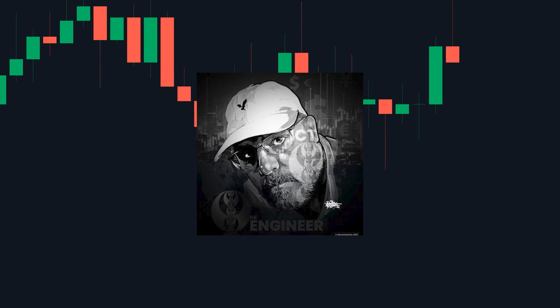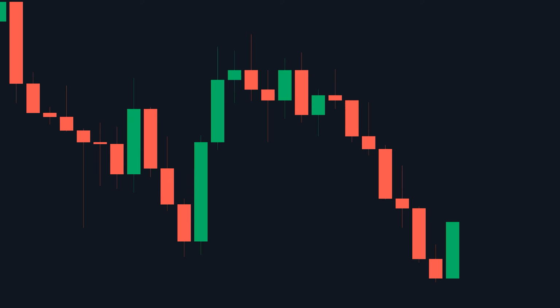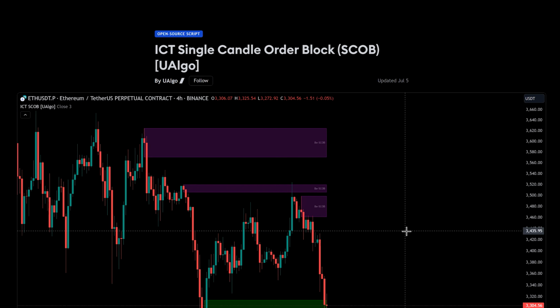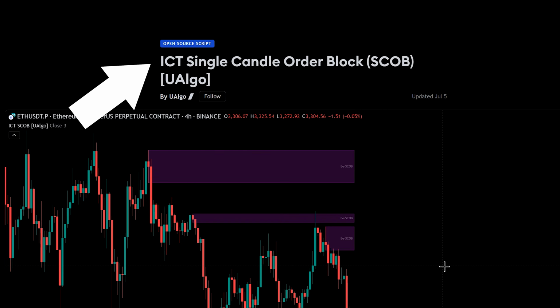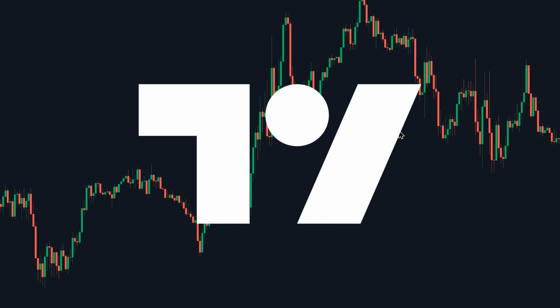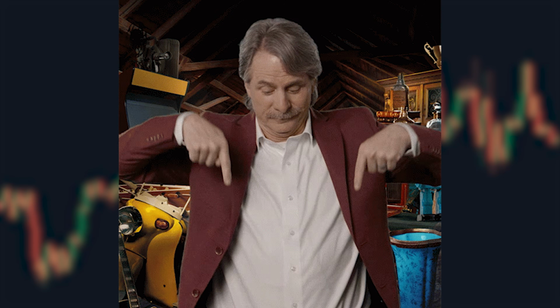We're going to be using a single indicator to showcase this strategy. Stay tuned because it's going to be a wild ride. Now, to get started with this strategy, we need to add an indicator known as ICT single candle order block. To do that, we're going to go to TradingView, which is the trading platform that I'm going to be using. If you need to sign up, the link for that is going to be in the video description.